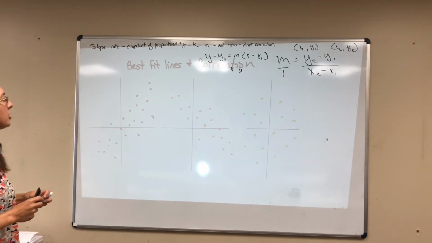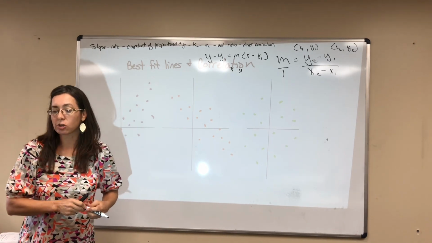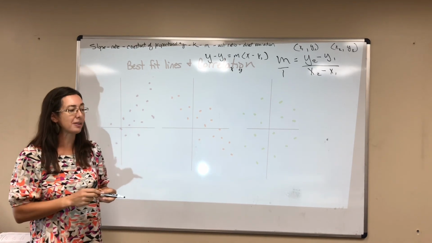So something else that we need to look at. 2.5 talks about correlation and lines of regression and best fitting lines.